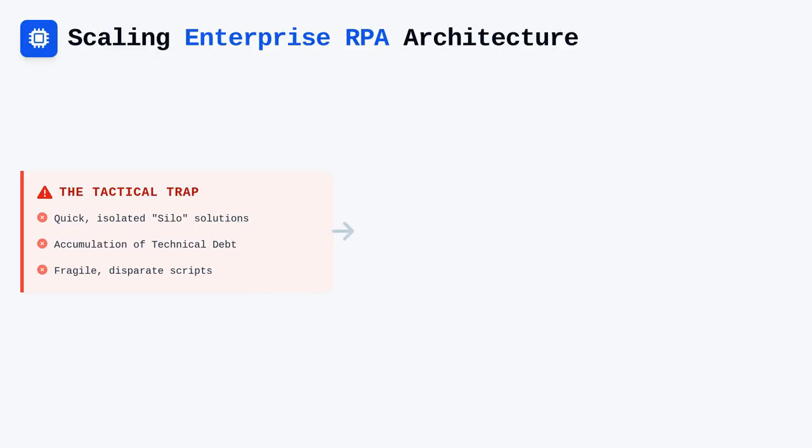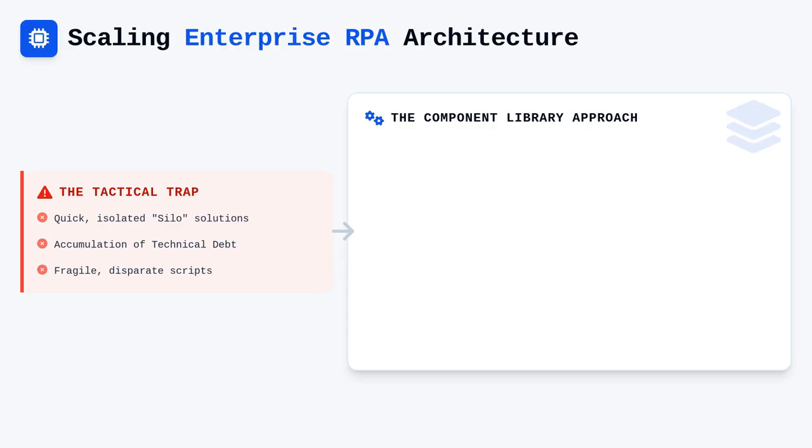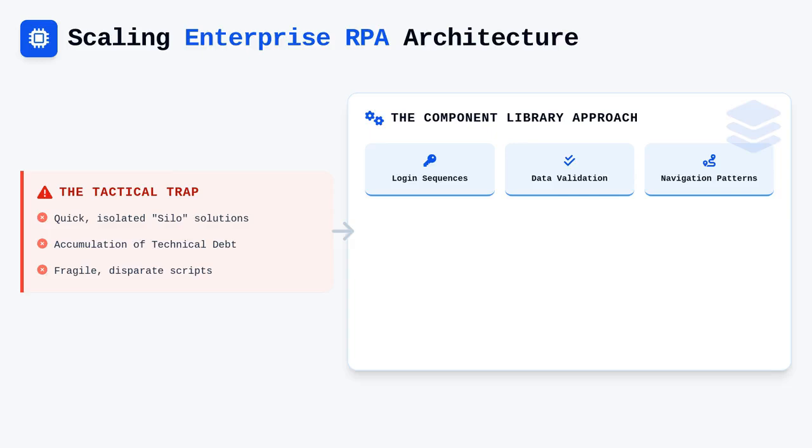Instead of viewing each process as a unique, isolated silo, we must adopt an engineering mindset that prioritizes the creation of centralized, reusable assets. By abstracting common application actions, such as login sequences, data validation routines, or standardized navigation patterns, into discrete, single-purpose business objects, we move from writing procedural scripts to building a robust component library. This shift is not merely about aesthetics. It is a fundamental architectural requirement for any organization scaling beyond a handful of digital workers.